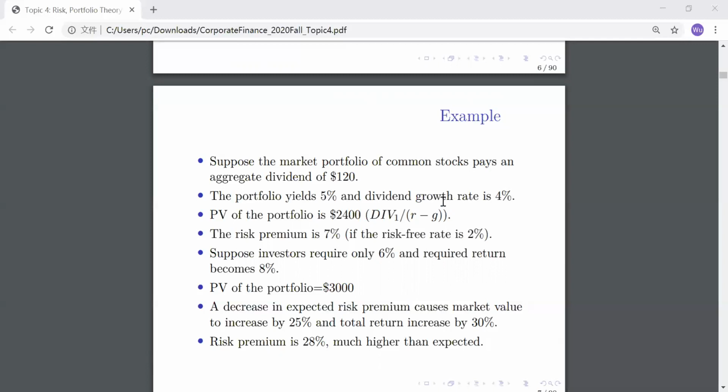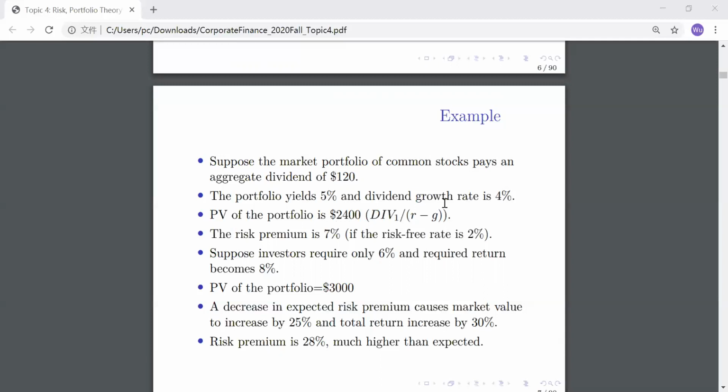Now, the first period dividend is 120. The portfolio yields 5% and the dividend growth rate is 4%, so the expected total return is 5 plus 4, which is 9%. That is the total return, which is the R here. The dividend growth rate G is 4%. Using the formula, it's 120 divided by 9% minus 4%, which is 5%. So you get the present value of the portfolio as 2,400, right?